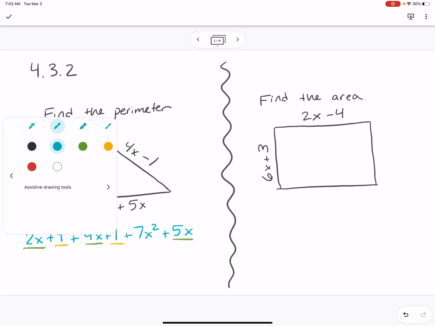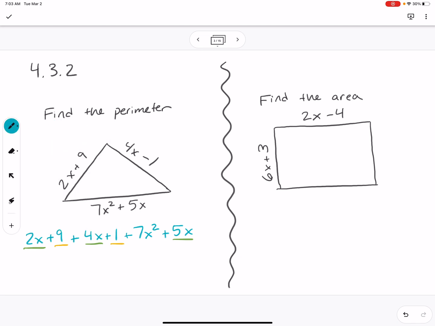All right, so when I combine my like terms, 2x plus 4x plus 5x gives me 11x. And 9 plus 1 gives me 10. And then I still have that 7x squared, and if I want to write it in standard form, I'm going to throw that out front so that it's from biggest to smallest. And voila, we have our perimeter.